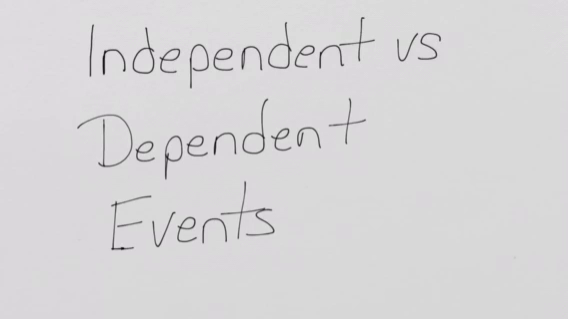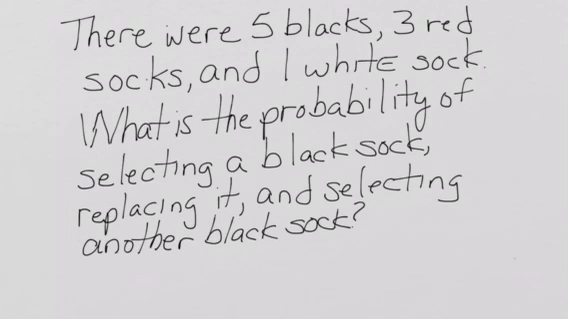Okay, today we're going to look at independent and dependent events. These are kind of compound events. So there were 5 black socks, 3 red socks, and 1 white sock, probably sitting in a drawer. What is the probability of selecting a black sock, replacing it, and selecting another black sock?